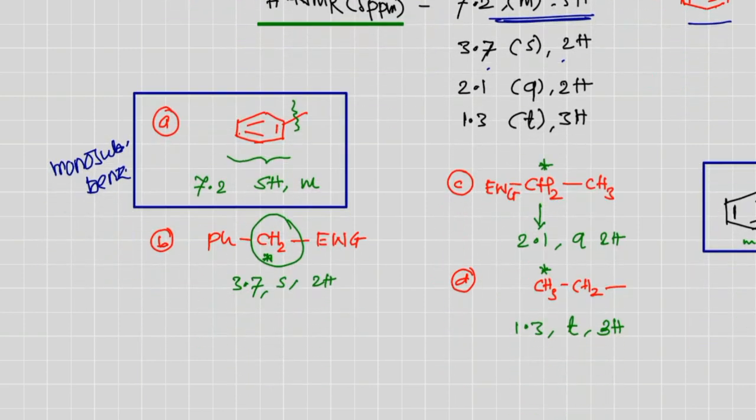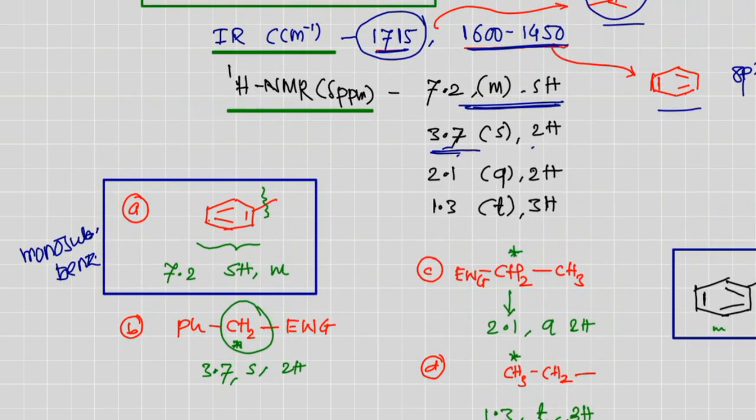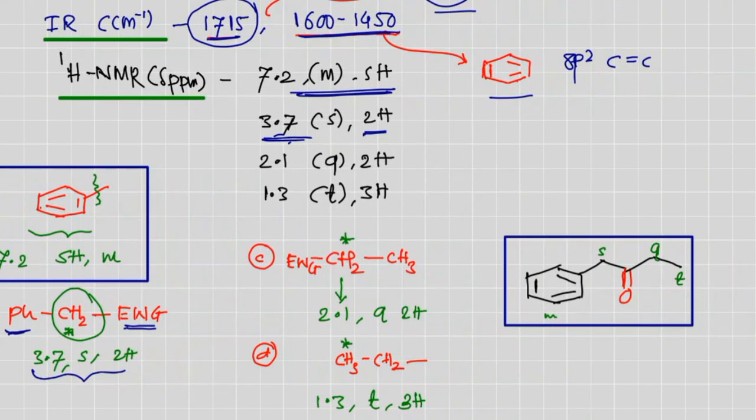What about the second one? Signal number B is at 3.7, a singlet due to 2 hydrogen. That means that CH2 is attached simultaneously to the phenyl as well as an electron withdrawing group. So that's why the value is raised toward 3.7, and singlet means no neighboring hydrogen. Okay, this is signal number B, and now this is C.